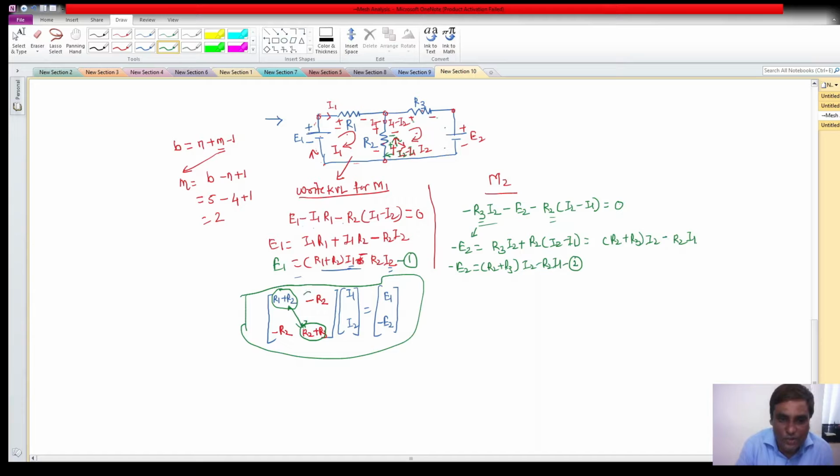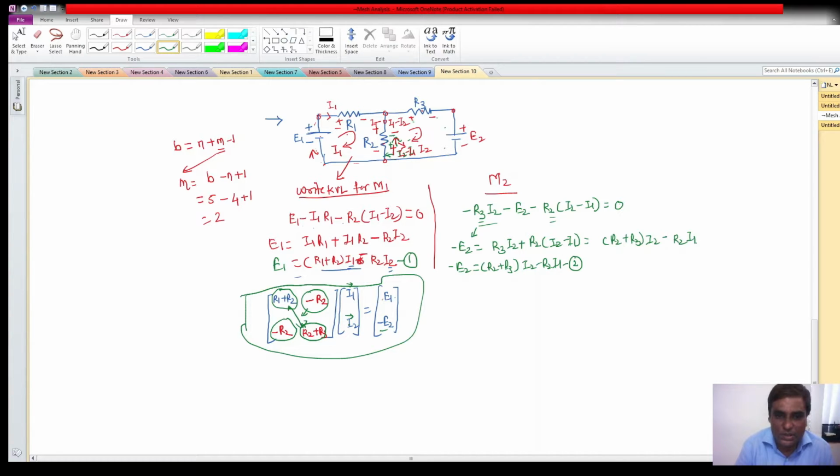And the off-diagonal entries will be the common resistance between the meshes with the negative sign. So you can observe that R2 is common between mesh 1 and mesh 2. That's why this will be R2 with the negative sign. And then I1 and I2 will be your unknown mesh currents, and here it will be the voltage source values. Again you observe that this is plus E1 and this is minus E2.